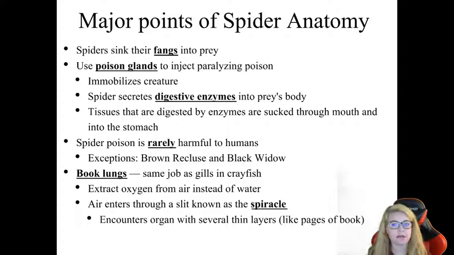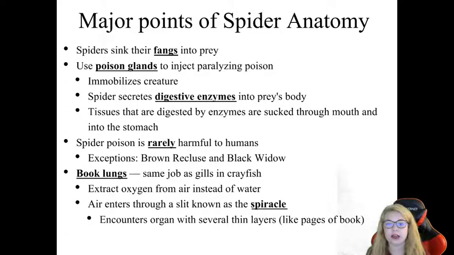So typically that poison that's secreted from the poison glands is only going to harm the other creatures, not us. Spiders also have, as we mentioned previously, as one of the 5 distinguishing characteristics, book lungs. So it does basically the same job as the gills in the crayfish. It extracts oxygen from the air instead of the water in the case of the crayfish. And air enters through a slit known as the spiracle.